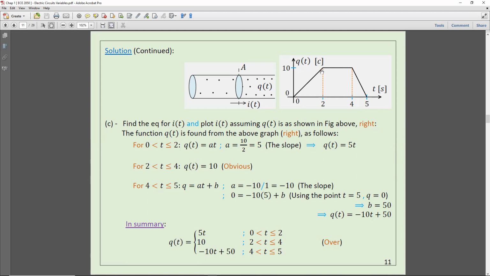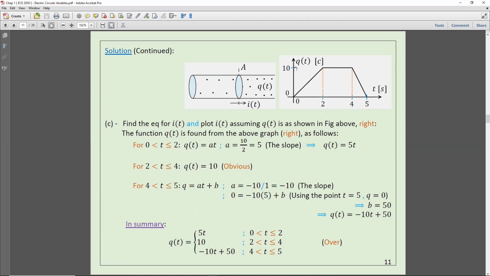You know this is a linear equation. Because it's passing through 0, there is no intercept on the y axis. So actually, this is y equals slope times t. It should be plus c, the intercept, but in this case, because it is 0, there is no intercept. So the equation from 0 to 2 is actually q of t equals slope times t. How can you get the slope?